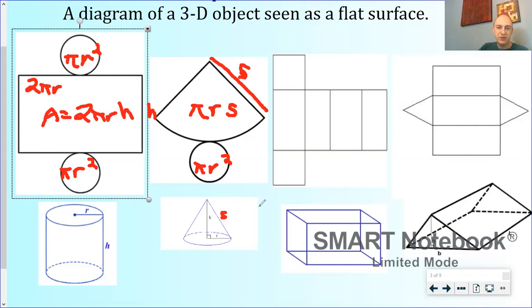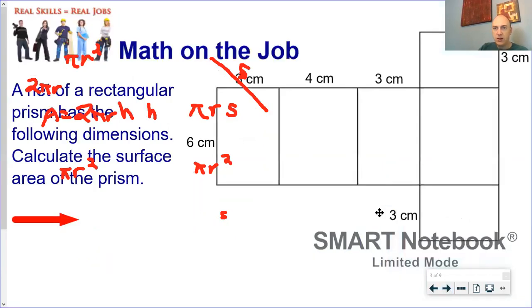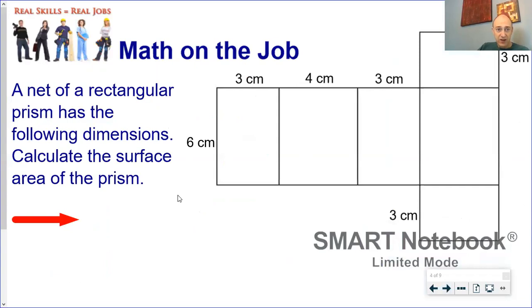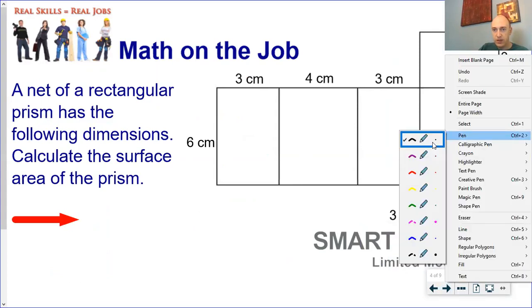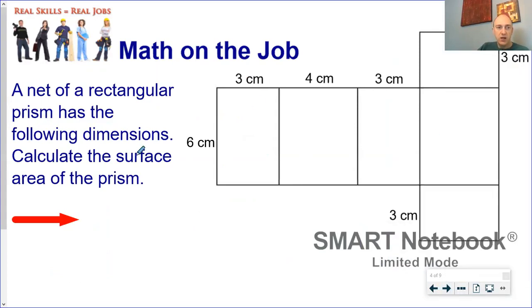But let's do this with some real numbers and get a feeling for what's going on. So we'll move forward here. And again, I gotta clear all my drawings. Okay, so we have a net of a rectangular prism. And this might actually be easier if I use these tools instead. Select my pen. Here we go. With the following dimensions, we want to calculate the surface area.